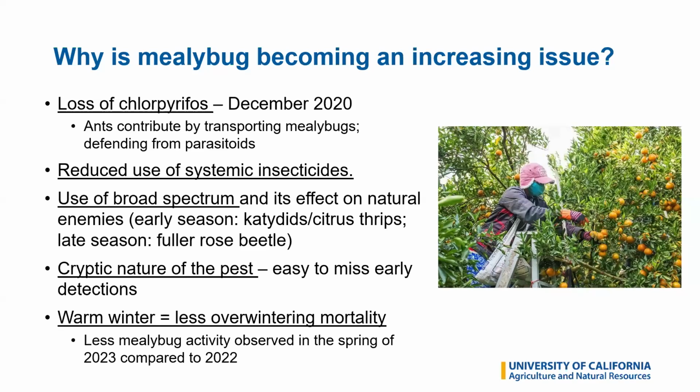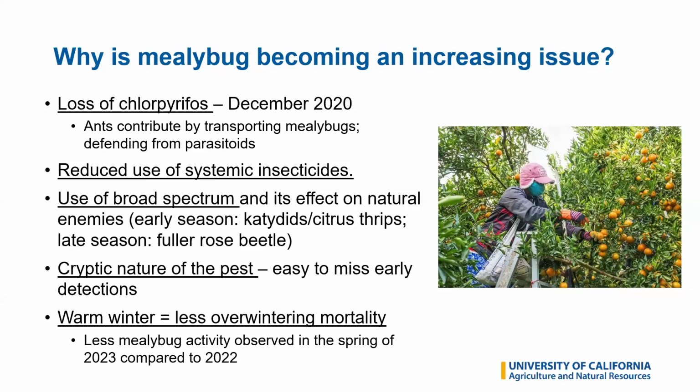Also, we can't ignore the fact that mealybugs are very cryptic in nature. They hide. They're not easily detected unless there's thousands of them crawling all over. They're easy to miss. Early detection is really easy to miss, and the pest kind of develops in the orchard, and by the time you notice, there are already too many.